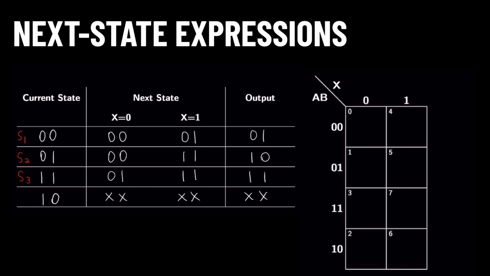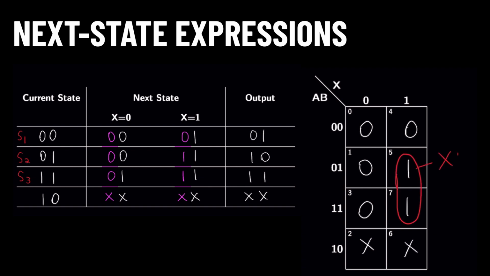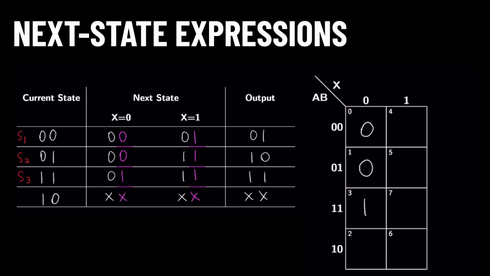Now we can take each of the next state columns to derive next state expressions. These will be the input values for each flip-flop. Put each of the dA values into a K-map and find that dA equals xB. Then, put the dB values into a K-map and find that dB equals x plus A.